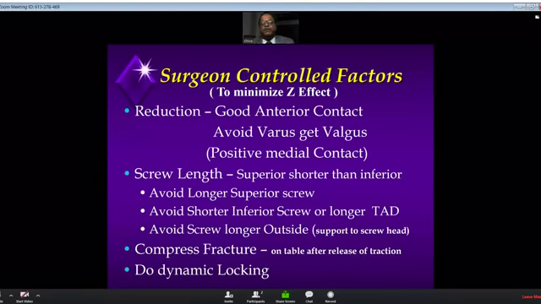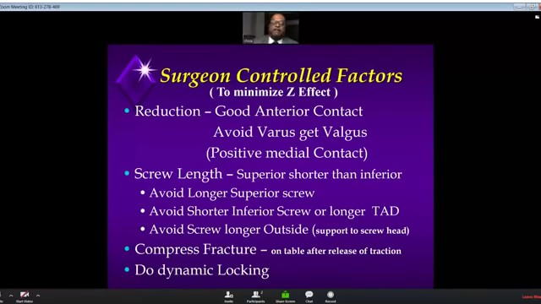Then avoid a screw which is long outside, which means the screw head should be supported by proper compression and also by using a proper size screw. Compress the fracture judiciously after releasing the fracture and do dynamic blocking.